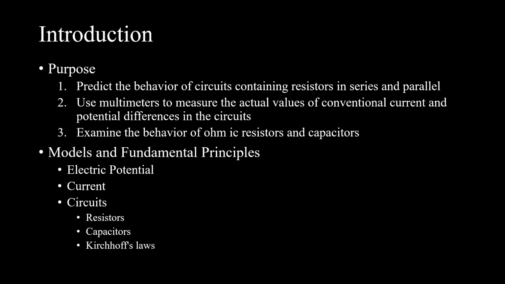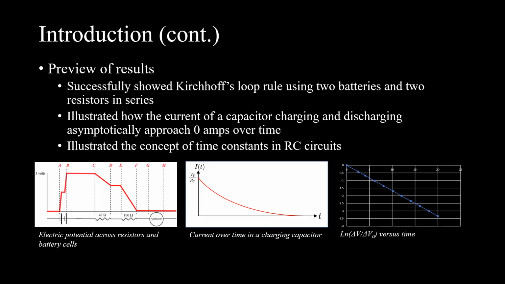In this lab, we will discuss electric potential as well as current and circuits, and then from there we will also look at resistors, capacitors, and Kirchhoff's law. We show Kirchhoff's loop rule using two batteries and two resistors in series, as you can see in the graph on the left. Then we will illustrate how the current of a capacitor charging and discharging asymptotically approaches 0 amps over time in the graph in the middle. And then finally, we will illustrate the concept of time constants in RC circuits.